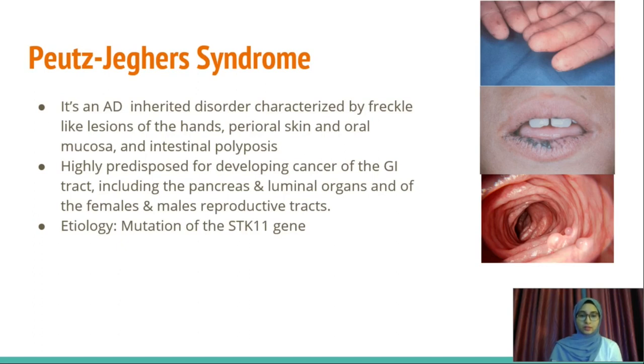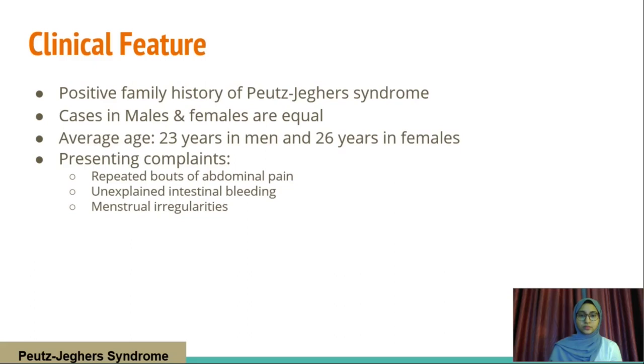Patients are predisposed to developing cancers of the GI tract, including the pancreas and luminal organs, and also the females' and males' reproductive tracts. The syndrome is caused by the mutation of the STK11 gene. The clinical features seen in Peutz-Jeghers syndrome are that the patients usually have a positive family history of Peutz-Jeghers syndrome. The occurrence of cases in males and females is equal. The average age of diagnosis is 23 in men and 26 in females.